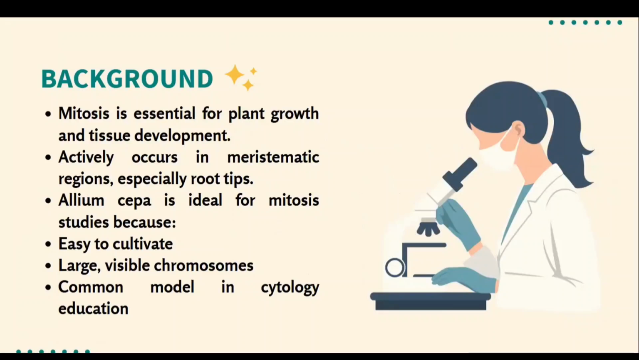Okay, mitosis is a fundamental biological process that drives plant growth, especially in meristematic tissues such as root tips. We chose Allium cepa, or onion, because it's easy to cultivate and its chromosomes are large and clearly visible under the microscope. This makes it a classic model for studying the stages of cell division.